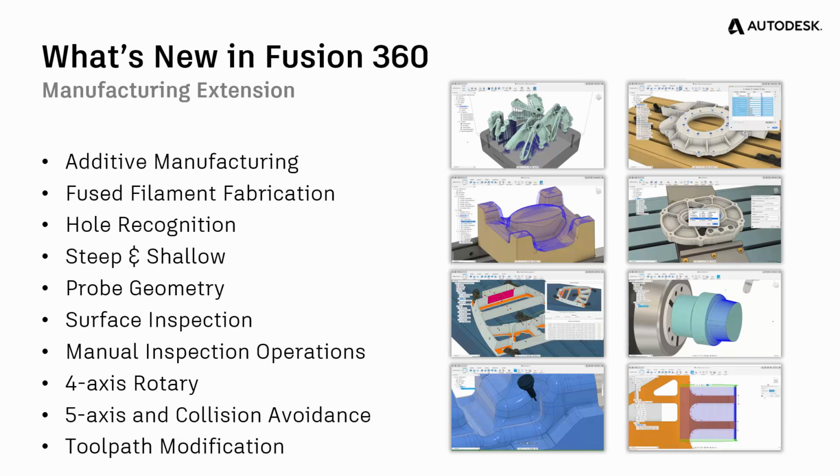So the extension offered functionality such as additive manufacturing, new fused filament fabrication capabilities, improved automatic programming for hole drilling, new steep and shallow strategies for automatic creation of toolpaths that originated from PowerMill that produce a single toolpath to machine very complex organic 3D shapes. We included probe geometry to allow you to define probe assemblies that will be used during in-cycle measurement or on-machine verification, and correspondingly surface inspection strategies inside Fusion 360 to allow you to carry out in-cycle measurements of 3D shapes during the machining process. So both those options originated from our PowerInspect software.